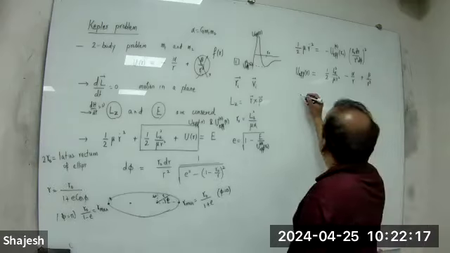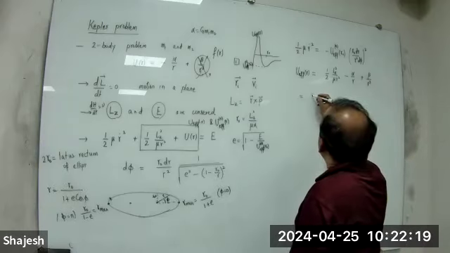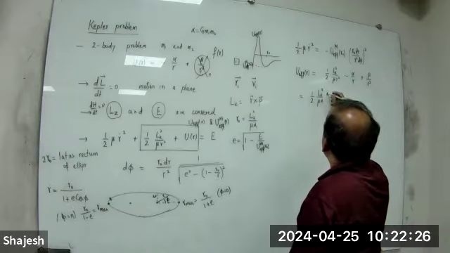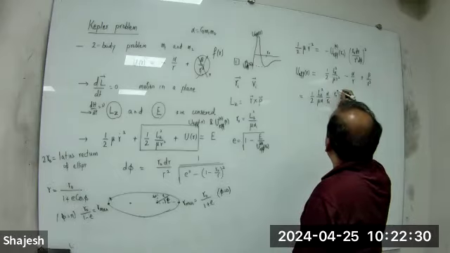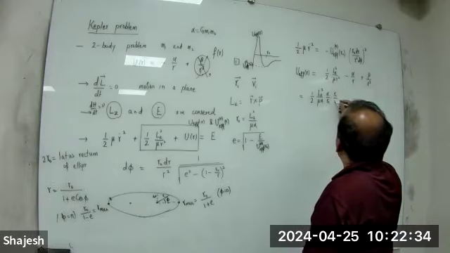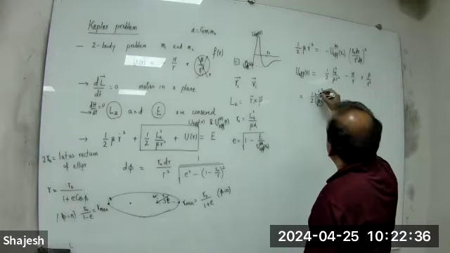This is equal to 1/2 L_z square over mu alpha. Put an alpha there, R naught, then R naught over R square. But remember, this is R naught.